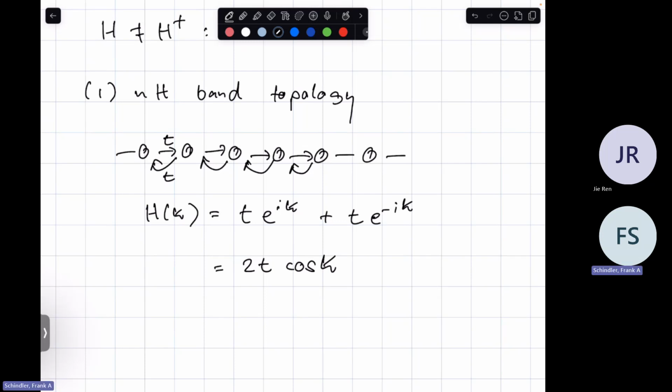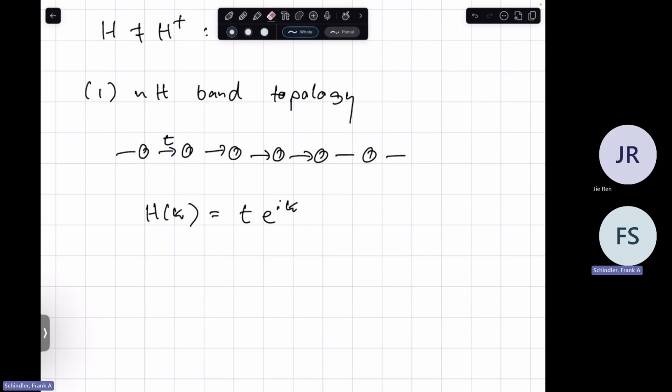But now to make this non-Hermitian, the simplest thing you could do is just drop the hopping to the left. So let's just get rid of that. I'm dropping all the hoppings to the left, which means I'm dropping the second part here. And now I'm just left with t e to the ik. And that's the simplest non-Hermitian Hamiltonian you could think of in 1D.